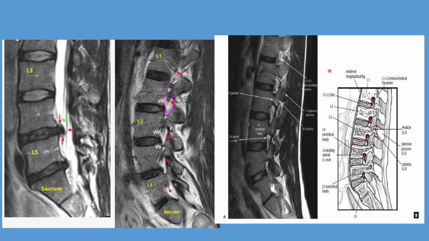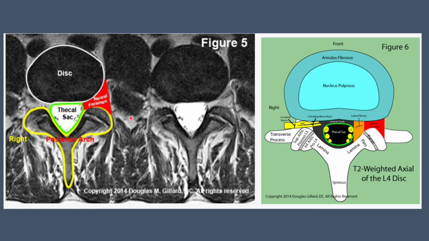Now let's look at the axial images. What are the things that you need to know in an axial image? This is a typical image which is taken at the disc level between lumbar 4 and lumbar 5. And this is what you see. In here is your disc, which is your L4-L5. And then this is your thecal sac, which is highlighted in green.